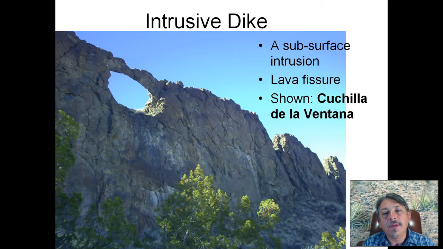Here is another example of an intrusive dike that I had shown you earlier. So this is a subsurface intrusion. In other words, it didn't emerge out into the open. It was making its way to the surface but never quite made it, and then solidified, cooled. And as a consequence of erosion, taking away the softer material, it leaves this long wall-like structure. This one has a window in it. It's called Cuchilla de la Ventana, and the actual window itself is called La Ventana, or the window. Cuchilla means knife edge. That's the Spanish New Mexico place name for it. Cuchilla de la Ventana, or knife edge of the window.